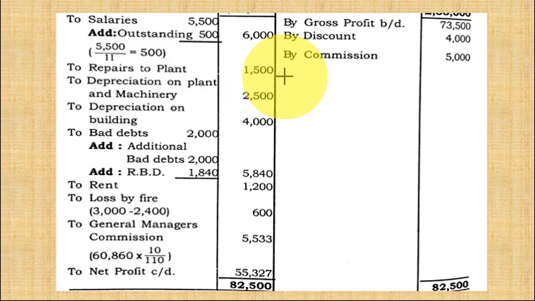Repairs to plant 1500. Depreciation on plant and machinery, depreciation on building. I told you it is given in the trial balance. When depreciation, see depreciations, the actual place is profit and loss account. So first preference should be given to profit and loss account. But other outstanding expenses, first preference should be given to balance sheet. So whenever outstanding expenses are given in the trial balance, first preference will be balance sheet.